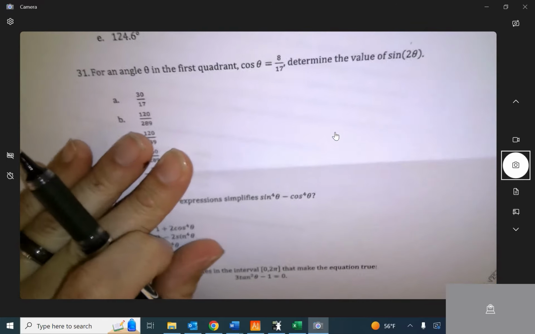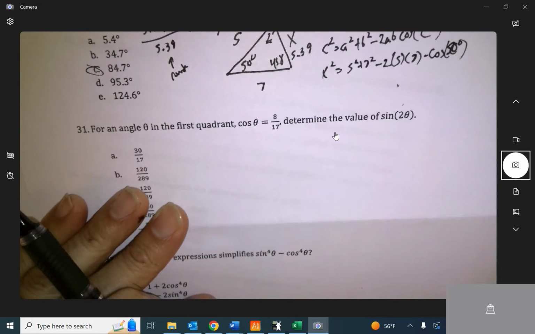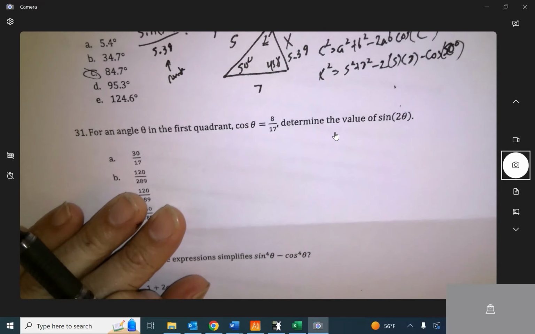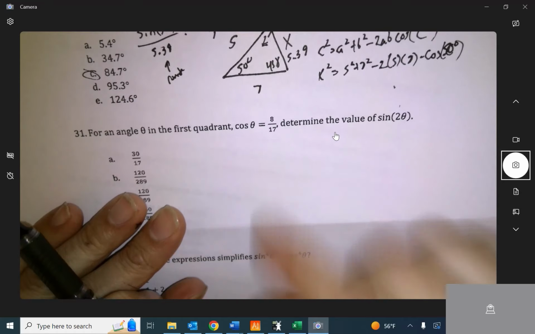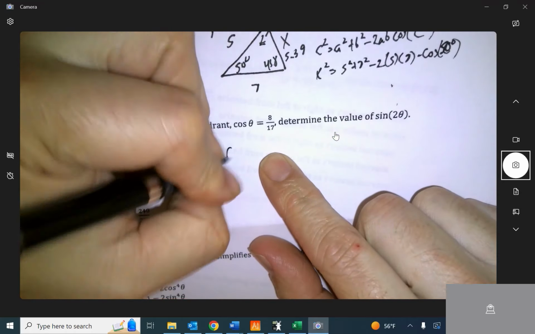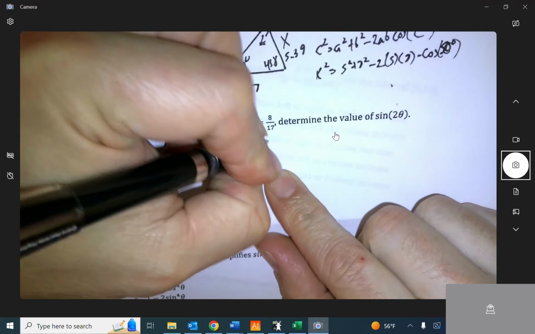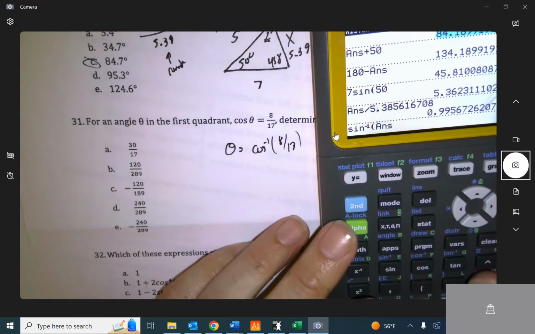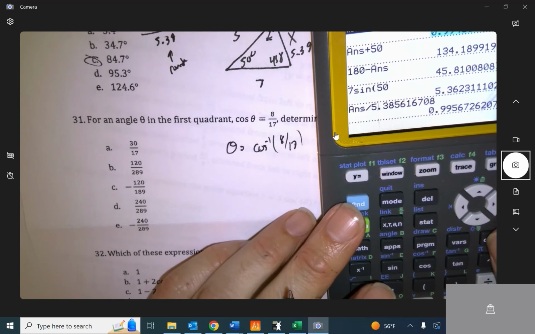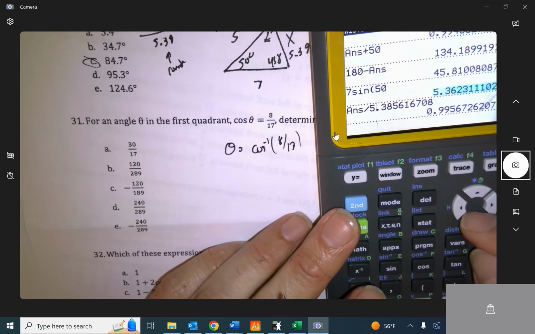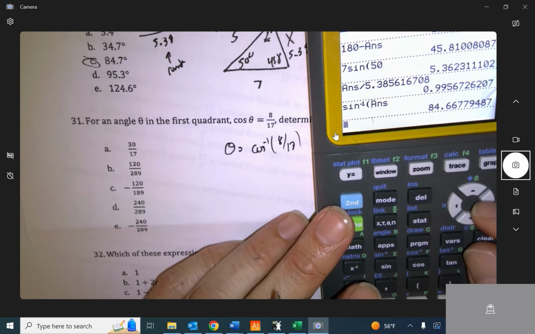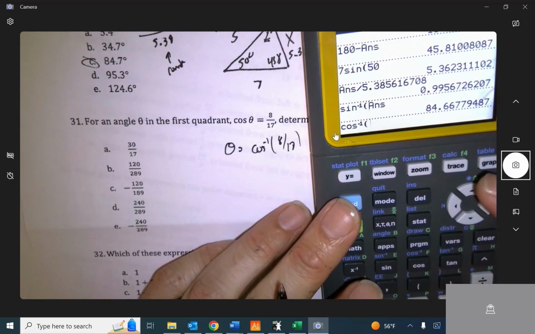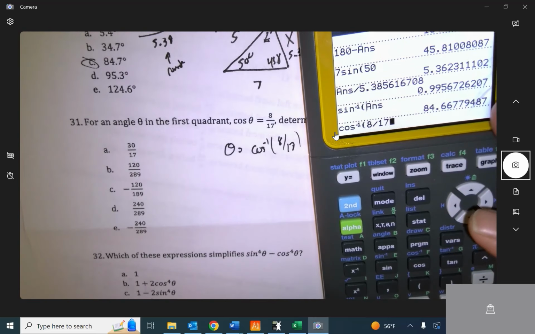For an angle in the first quadrant, the cosine of theta is 8/17. Determine the value of the sine of twice theta. So what I'm going to do is find theta. Theta is the arc cosine of 8/17. I don't expect you to remember this identity. The author of the test does. But they're also hoping that you can do stuff like this.